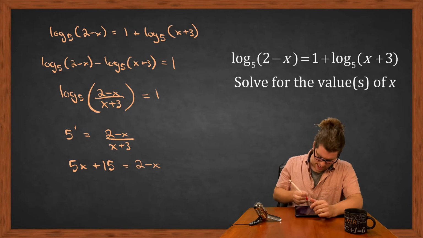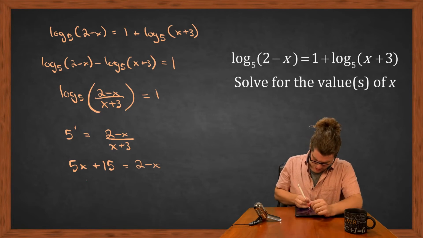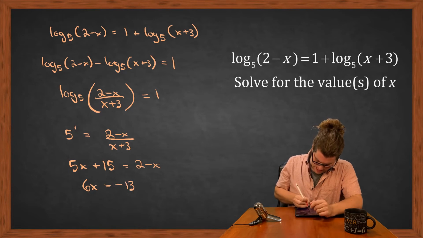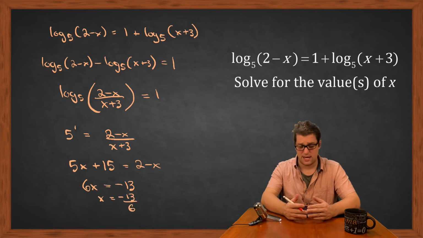So I'll add x to both sides, we'll get 6x, and I'll move my 15 over with the 2, and it's going to become negative 13. And so we get a final result of negative 13 over 6 for the x value.